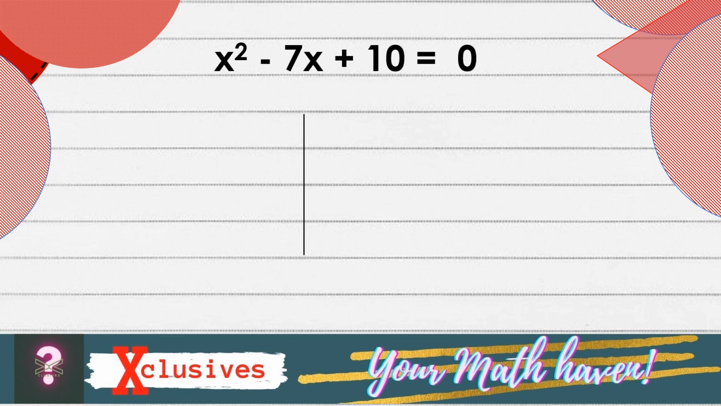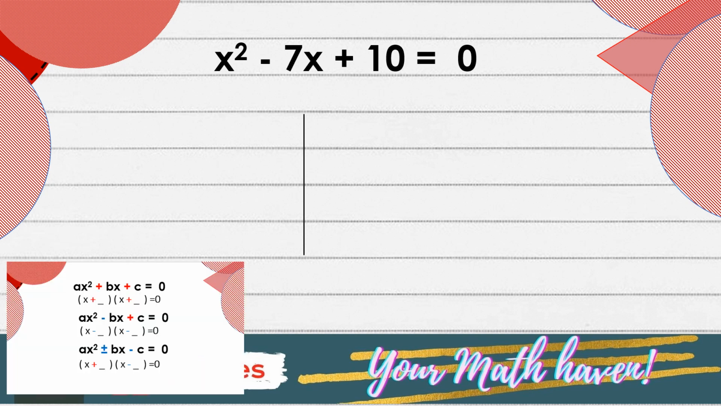Let us have our first example. Given x squared minus 7x plus 10 is equal to 0, we are going to solve for the roots of this equation using factoring. Now let us check our pattern. Our b is negative and our c is positive. Therefore, we are going to use the second pattern, and the pattern is x minus and x minus.